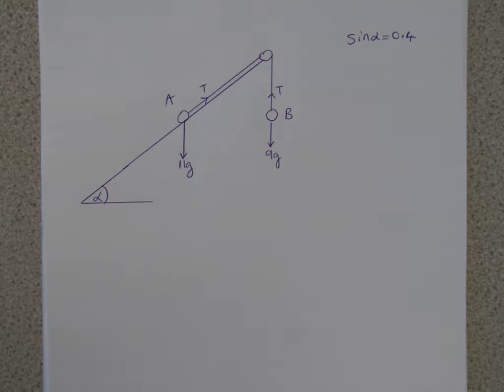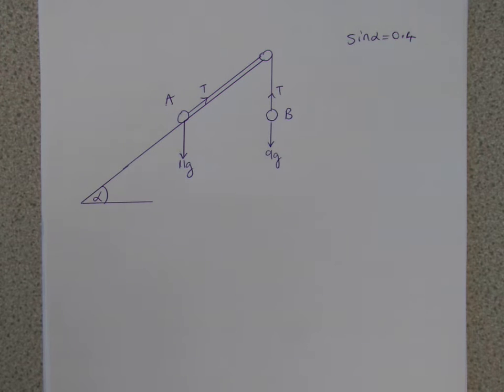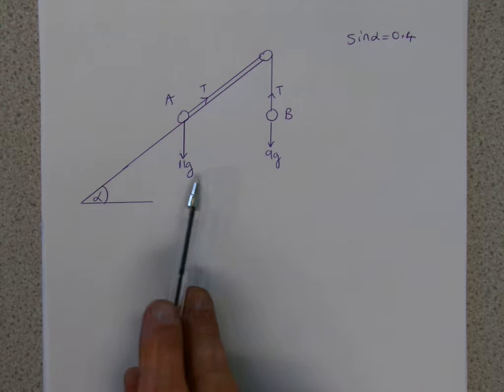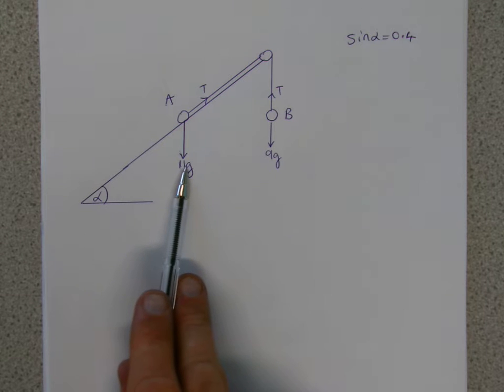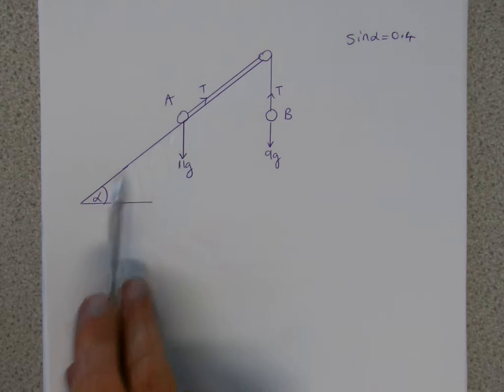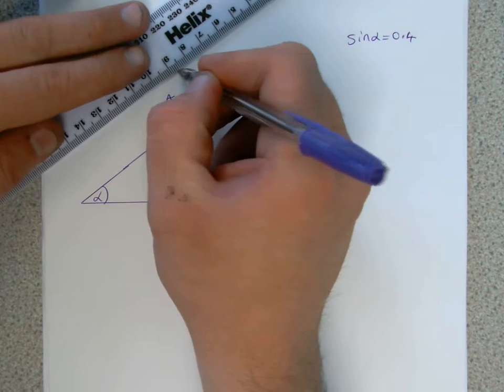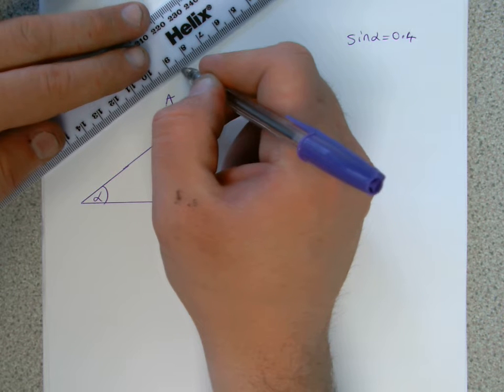Okay, so in this question we're told that sine alpha is 0.4, so we'll use that value in a moment. But yeah, this system gets released, and because this is the heavier mass, I'm thinking that this will actually slide down the plane. I might be wrong, but I think that's what's going to happen here.